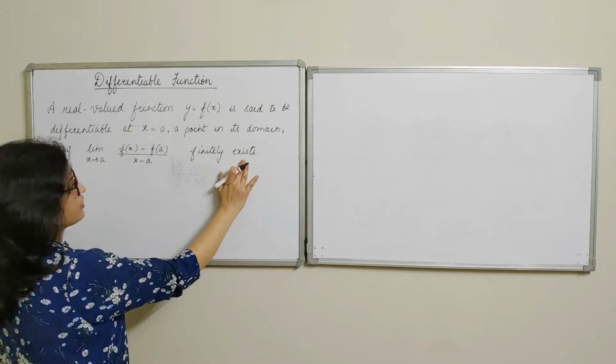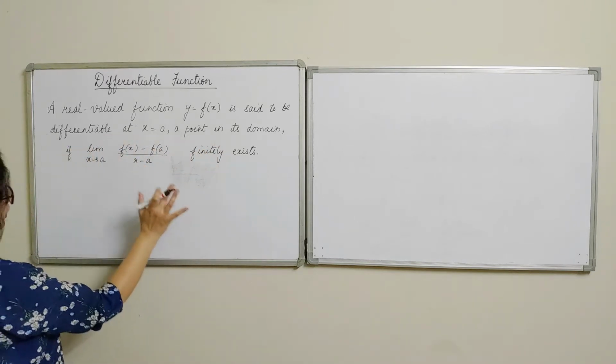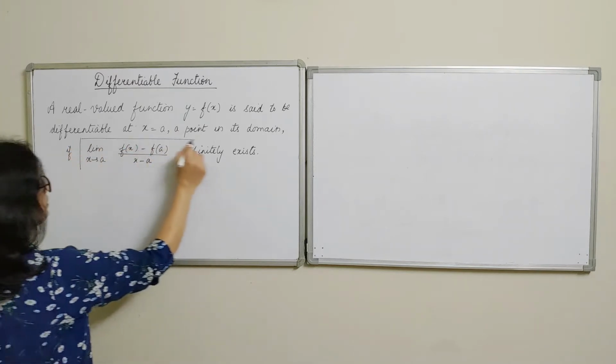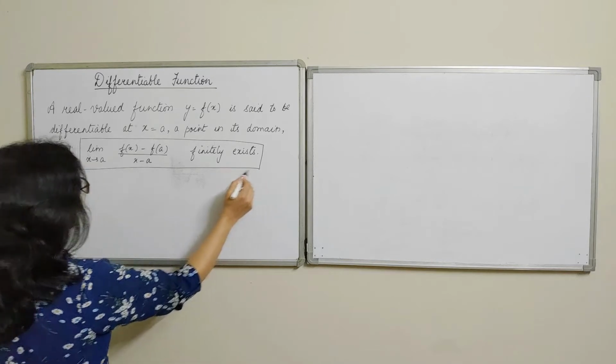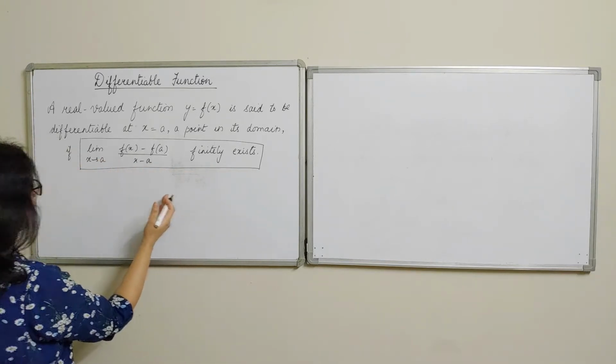It has to exist, and it has to exist finitely. That means this limit should be a real number. Now, since we are mentioning that this limit exists, we know from our previous knowledge that a limit will exist if the left hand limit is equal to the right hand limit.